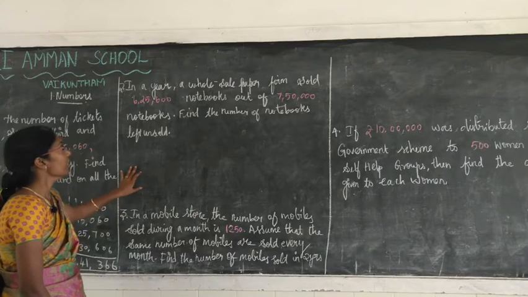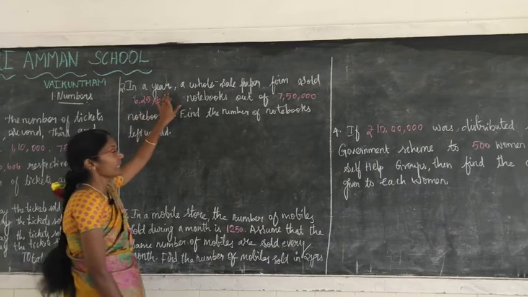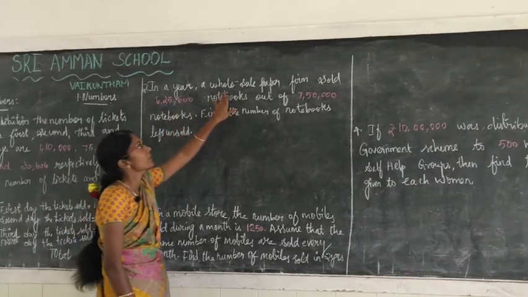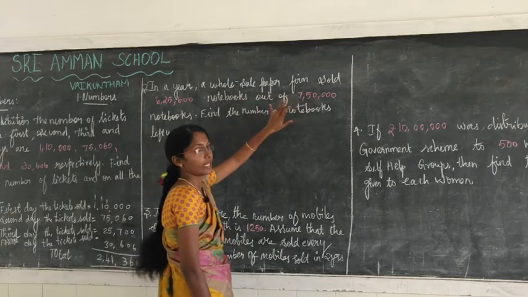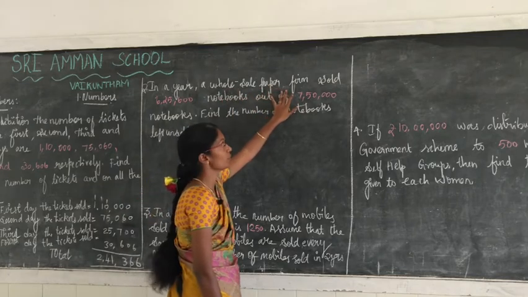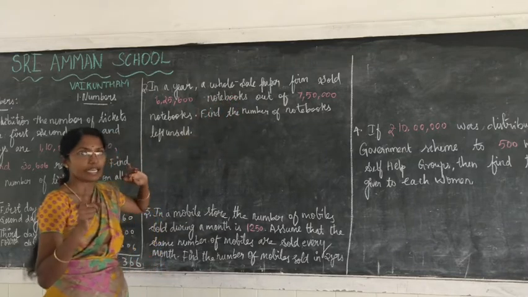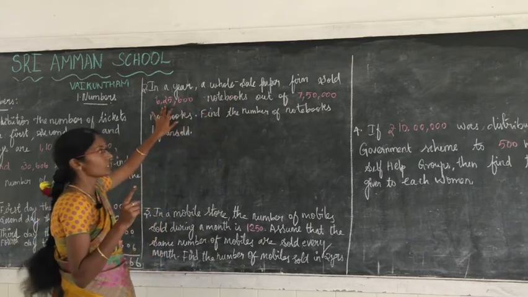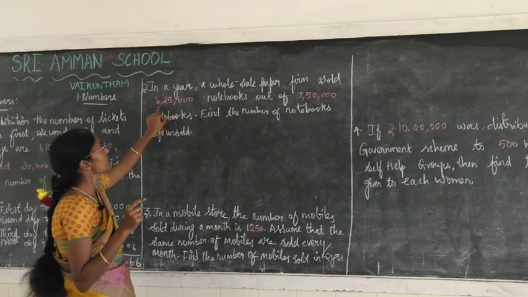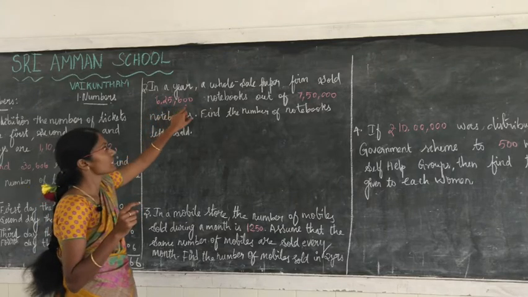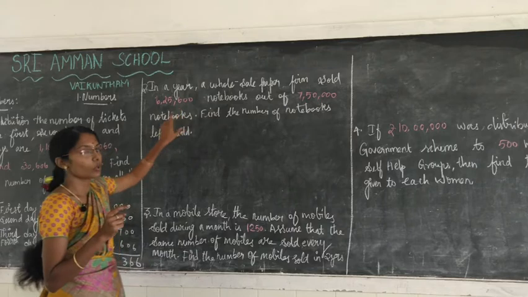Next question, see here. In a year, a wholesale paper firm sold notebooks. For a year they sold paper. How many notebooks did they sell? They sold 6,25,600 notebooks.